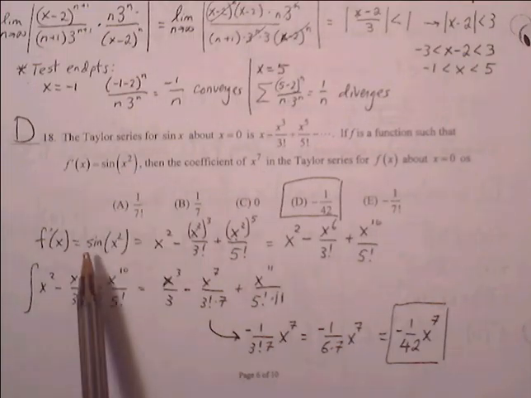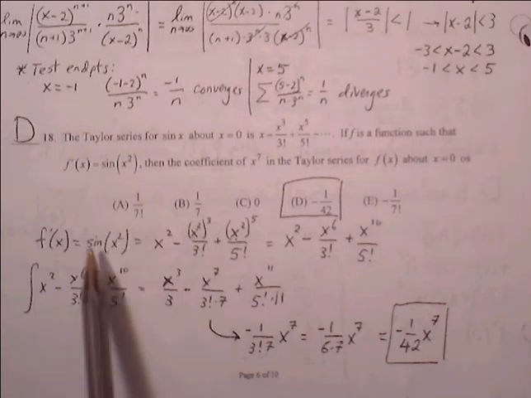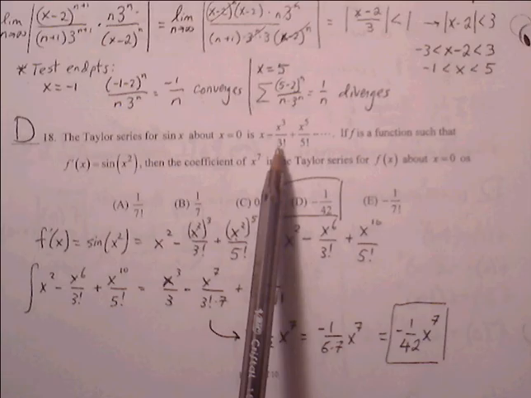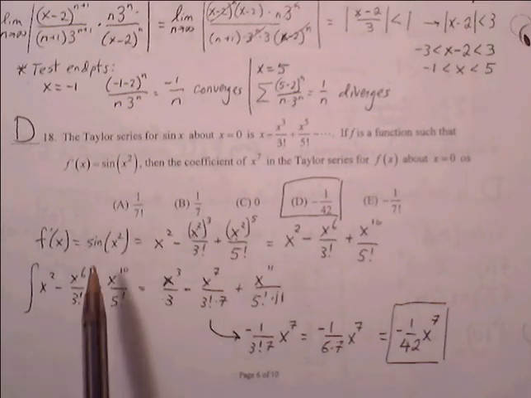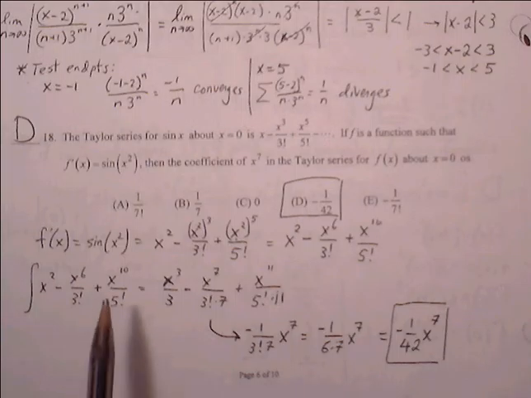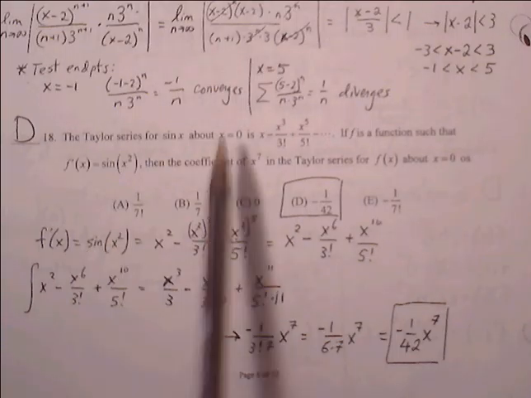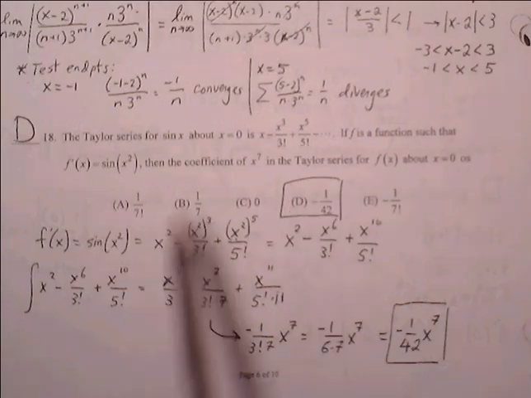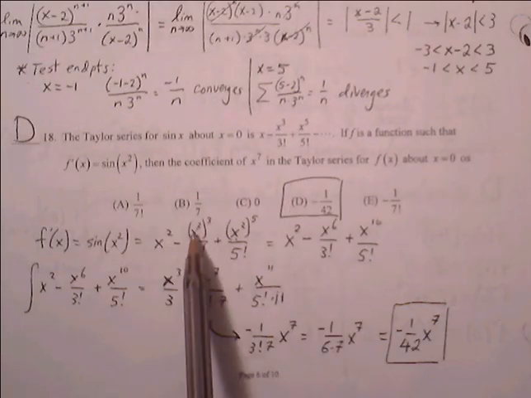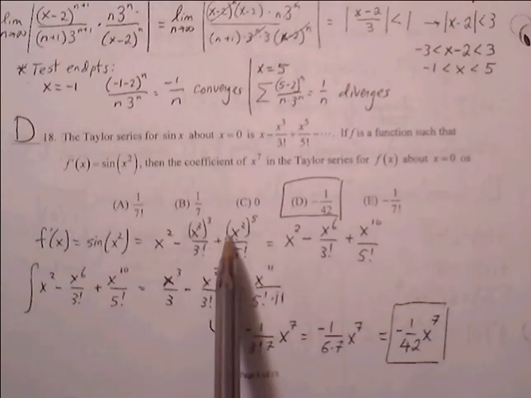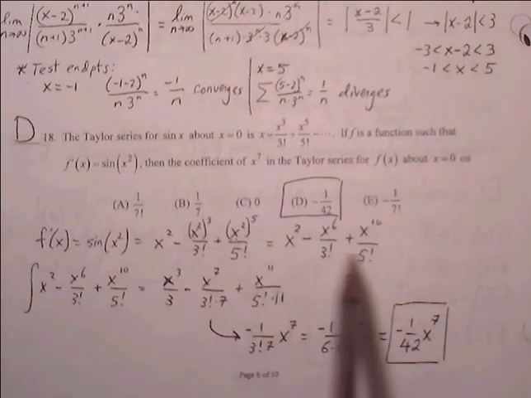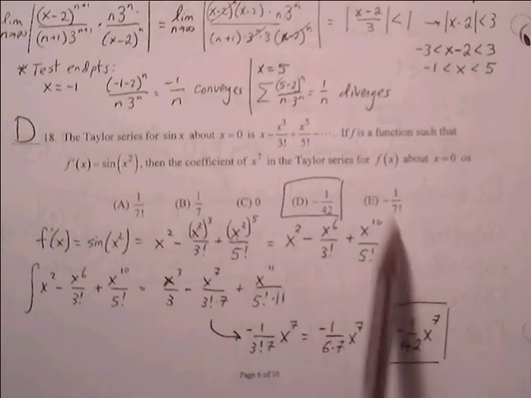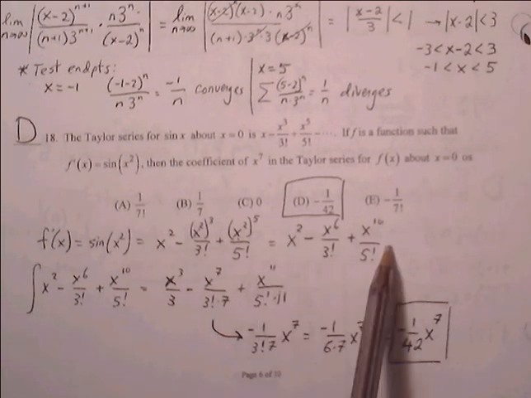So we know that f prime of x is equal to sine of x squared, and if we expand sine of x squared using what we know here, we can rewrite this as a polynomial, as a Taylor series or Maclaurin series. So I can replace every x we see with x squared, which gives me x squared minus x to the 6th over 3 factorial, plus x to the 10th over 5 factorial. And now we have an expression that represents f prime.